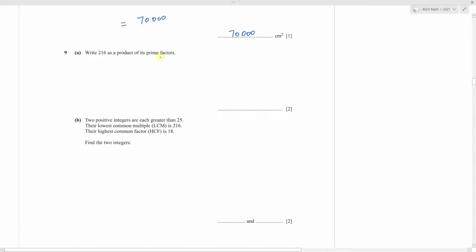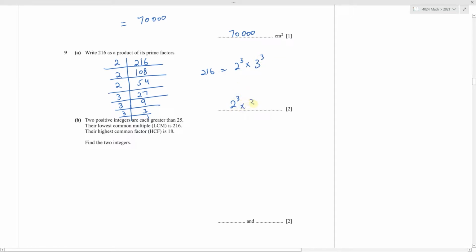Write 216 as a product of its prime factors. So let's factorize 216. It's divisible by 2. 2 ones are 2, 0, 8, 16. Again divisible by 2. 2 fives are 10, 2 fours are 8. Again divisible by 2. 2 twos are 4, 2 sevens are 14. Now this is divisible by 3. 3 nines are 27. Again divisible by 3. 3 times 3 and then 3 times 1. So 216 is 2 power 3 multiplied by 3 power 3.